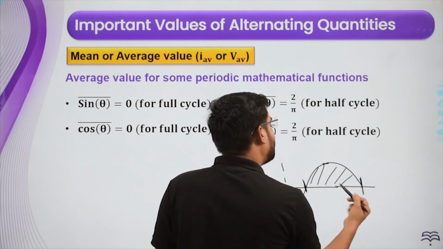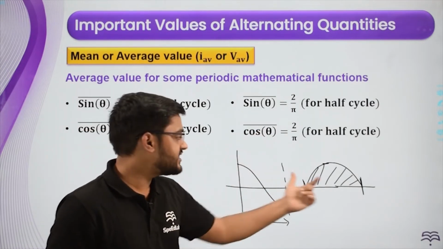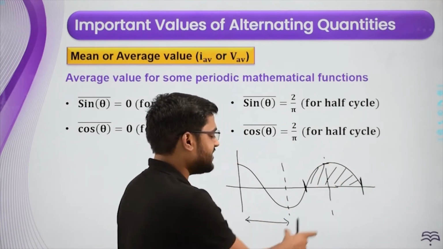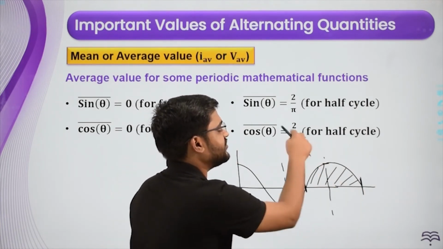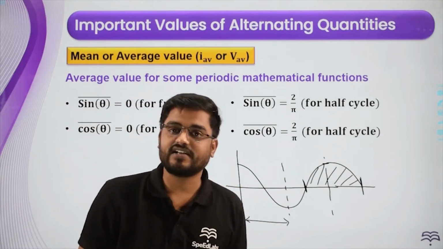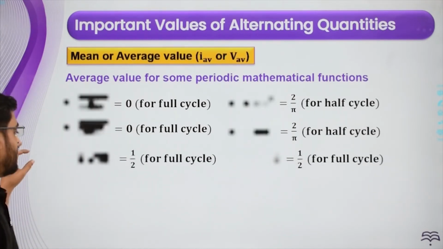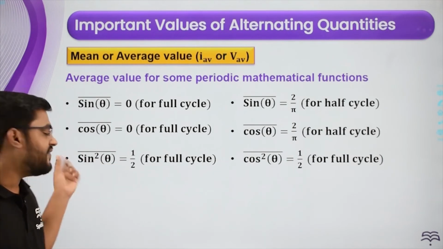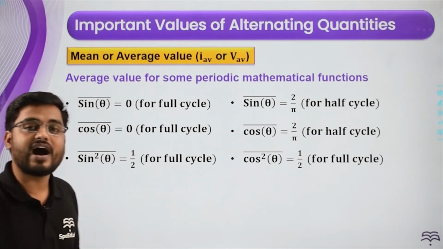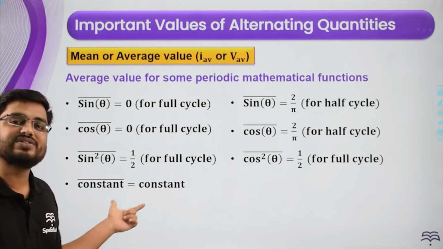So you need to be careful with the cosine function. When you are writing a cosine function, for this half cycle it is 0. For this half or this half, it is basically 0 and 0. For this half cycle, it is 2 by pi. So you need to be careful which half cycle you are taking when using the cosine function. Now next is the sine square. The average of sine square or cosine square for a complete cycle comes to be half. And the last thing is the average of any constant value is the same constant.